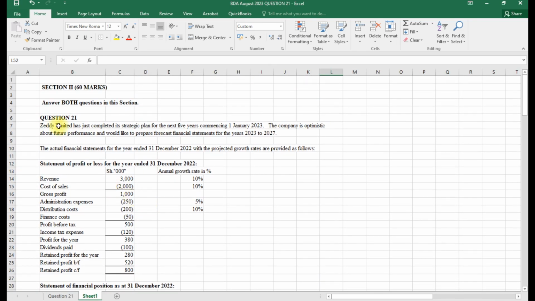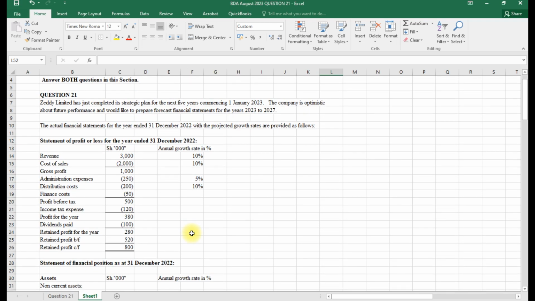So the question reads, Z Limited has just completed its strategic plan for the next 5 years, commencing January 2023. The company is optimistic about future performance and would like to prepare financial statements for the years 2023 to 2027. The actual financial statements for the year ended 31st December 2022, with the projected growth rates, are provided as follows. So the statement of profit or loss, we've been given this, and we've been given the annual growth rates they are projecting each and every year.